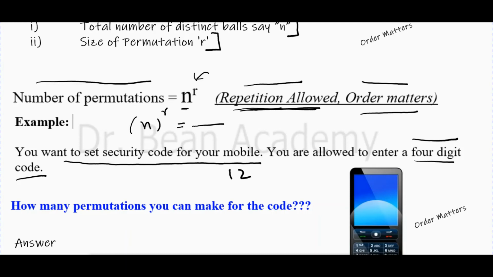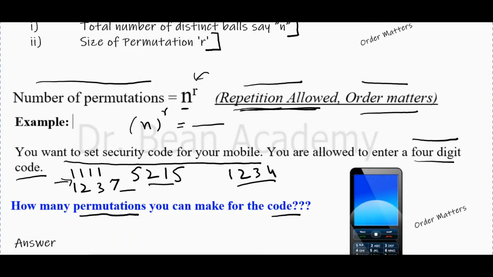For example, 1234, or you can set it to anywhere, 5215, or maybe just 1111, or 1237. So you cannot have a longer code. Only 4 digits are allowed. So we want to know how many permutations you can make for the code. I mean, how many choices you have to set the code. For example, I give you the examples. So I want to know how many total permutations possible with this condition. You want to set a security code, and only the length of the code is 4 digit.